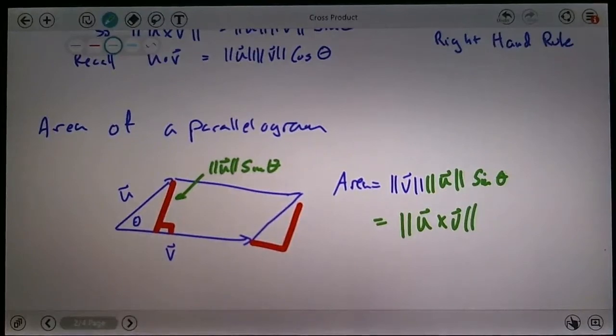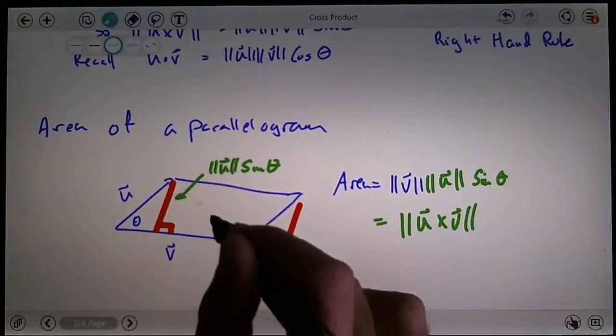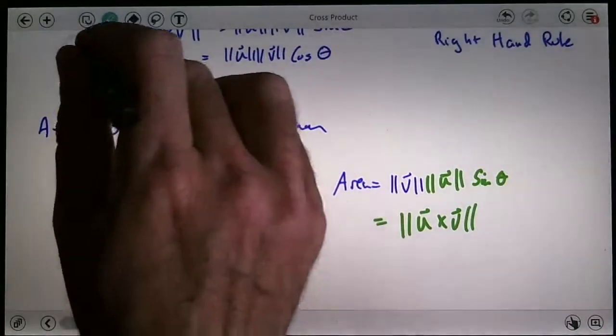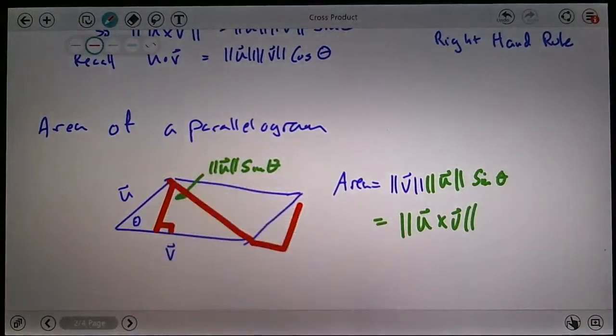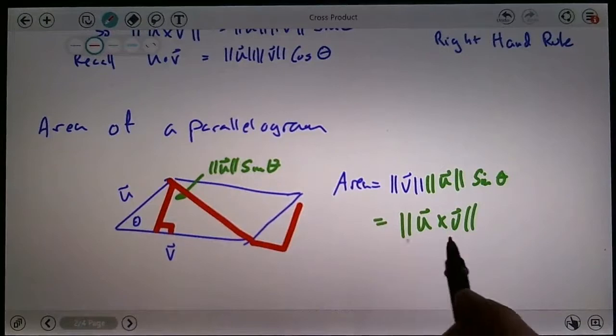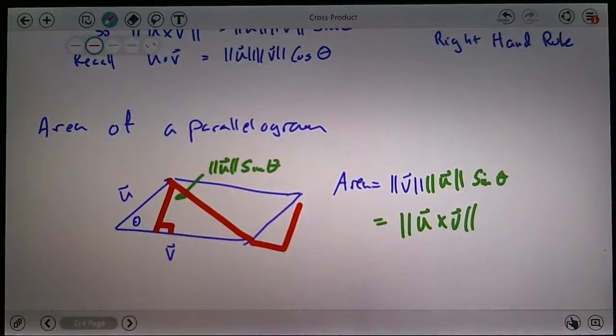Now, as you work through some of the homework problems, you'll find that sometimes they ask for areas of parallelograms, sometimes they ask for areas of triangles. Well, areas of triangles would just be cut that parallelogram in half, right? So it would be 1/2 of the length of the cross product. Anyway, there's some geometry related to the cross product.